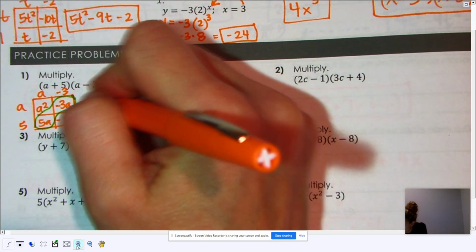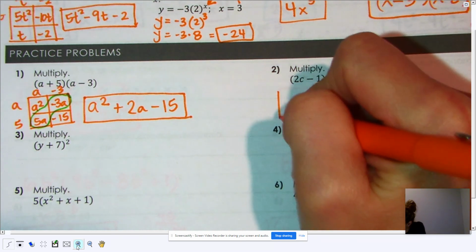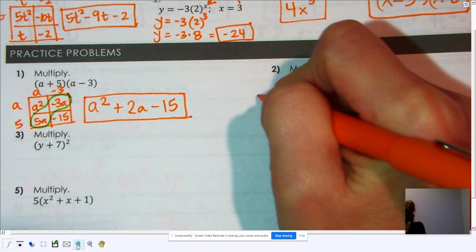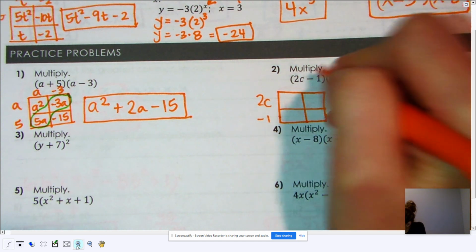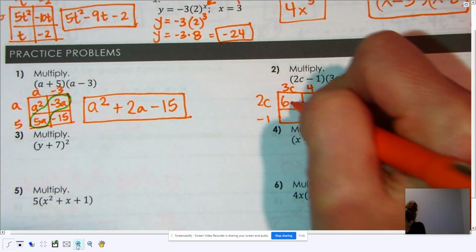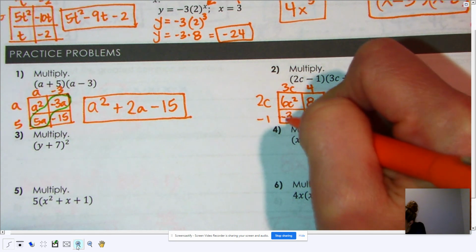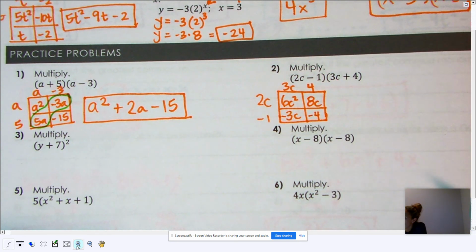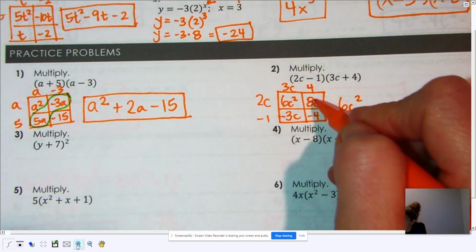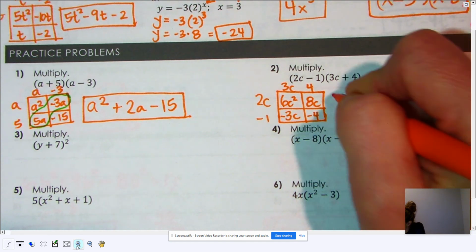Question number 2. We're going to multiply this again. So I have 2c minus 1 and 3c plus 4. So I have 6c squared. I have 8c. I have negative 3c, and I have negative 4. So I have 6c squared. I'm going to put together my like terms. 8 take away 3 would be 5. And then I have the minus 4 at the end.